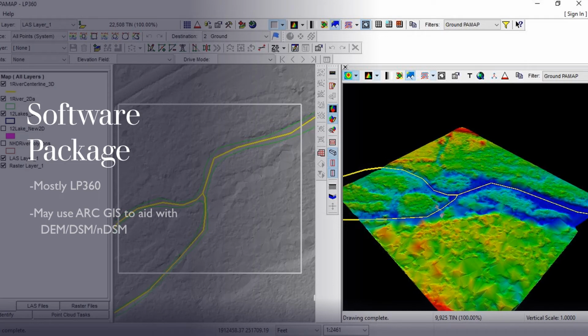The software packages I'll be using for the project are LP360 and ArcGIS Pro. I found in the Lesson 6 lab that we'll hydroflatten rivers, which is the picture shown here. And I believe it'll be useful in my project for the New River.